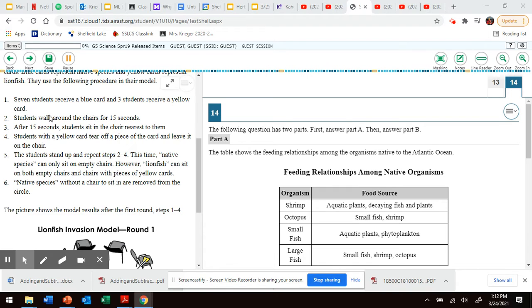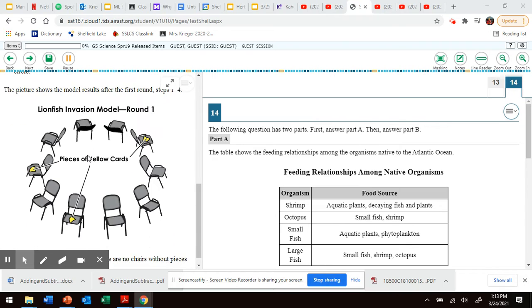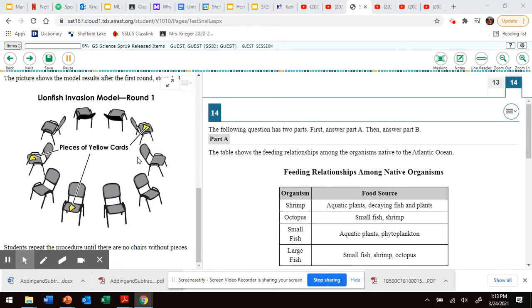Students with a yellow card tear off a piece of the card and leave it on the chair. Number 5, the students stand up and repeat steps 2 through 4. This time, native species can only sit on empty chairs. However, lionfish can sit on both empty chairs and chairs with pieces of yellow cards. Native species without a chair to sit in are removed from the circle. The diagram is showing how they set up their investigation. Number 14 is referring to the passage I read.